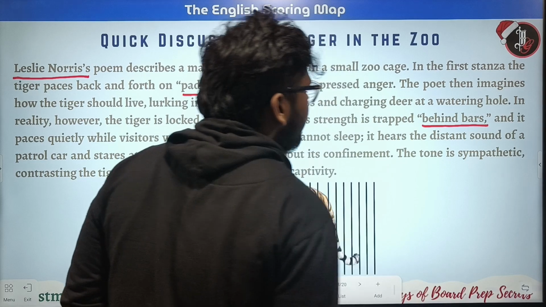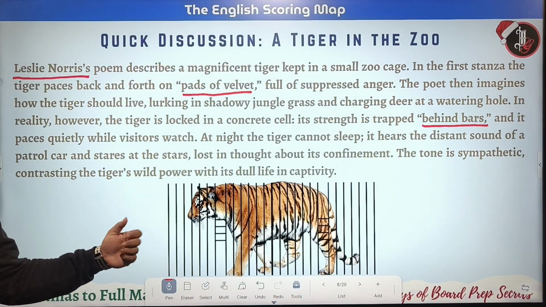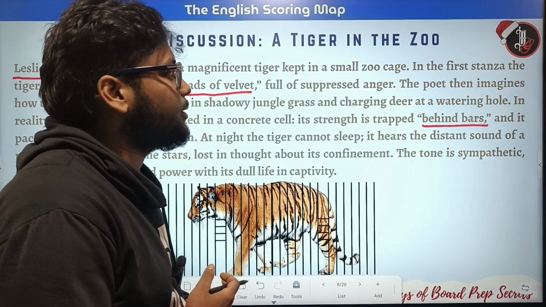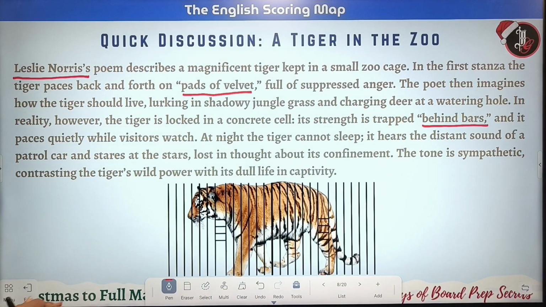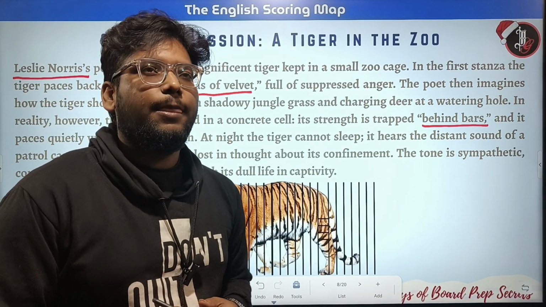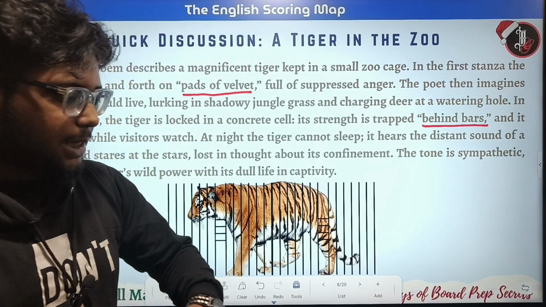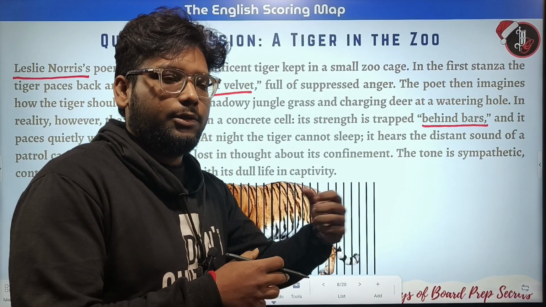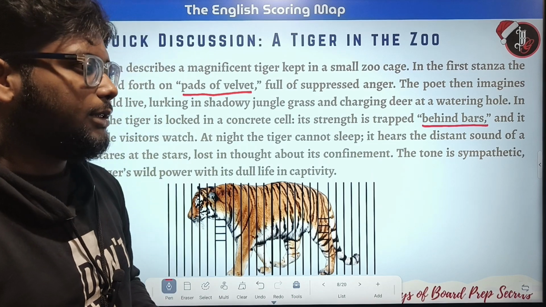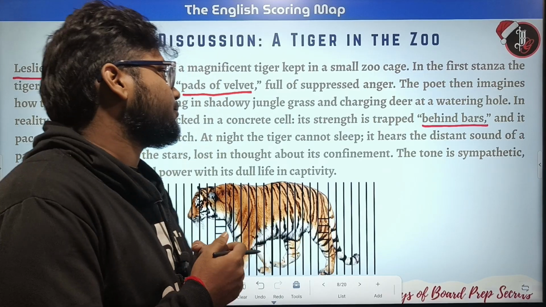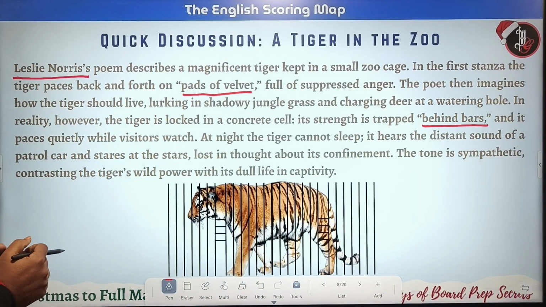So the tiger's strength is trapped behind the bars. We all know what behind the bars is. You can see in the picture also. The tiger is behind the bars, and it paces quietly while visitors watch. Now this is a very common phenomenon in any zoo, wherever we have gone. Whenever we pass by a tiger or a lion or any other animal like a chimpanzee or a crocodile, they just slowly walk away from us, right? That's the whole thing. And it paces quietly while visitors watch.